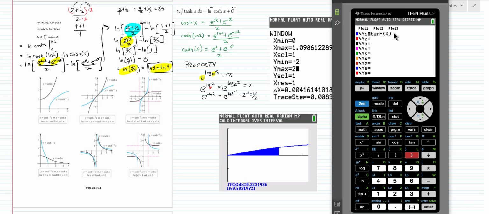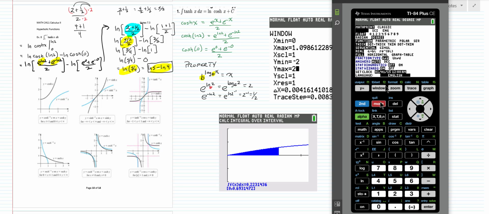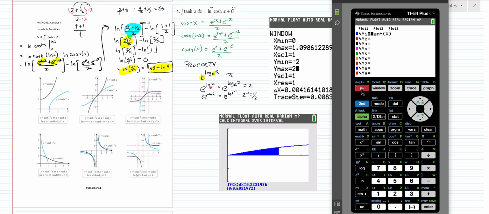When you're graphing trig functions, make sure you're in radian mode. I'm glad I checked. Then we'll set up a window. We're just doing the integral from 0 to ln of 2. ln of 2 is 0.69, so this will be good enough. For the window, let's go 0 to 1, scale by 0.5. For the y's, let's just go like 0 to 2 or something like that.